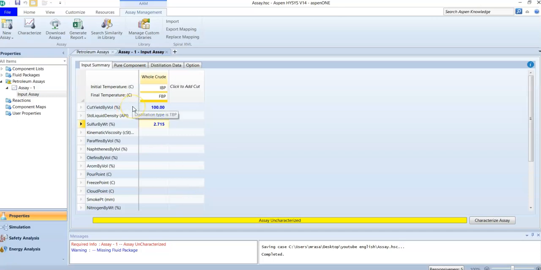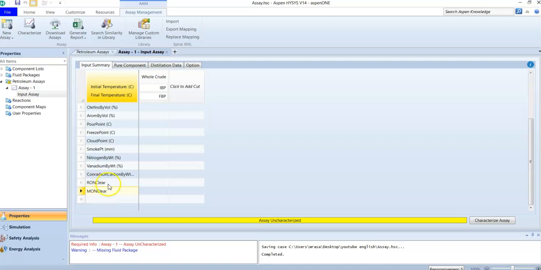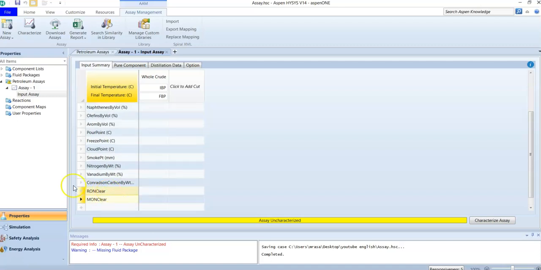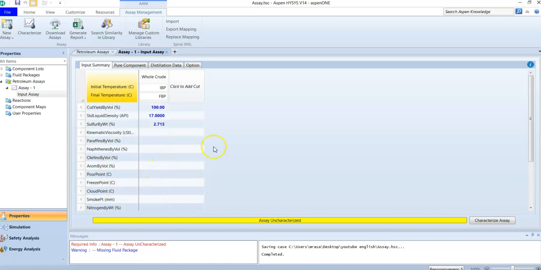So as we have seen before, in this section, the input summary, you can add all the information, the physical properties that you have from the lab analysis, like the pour point, the freeze point, the cloud point, and RON and MON. This is important for gasoline. All of these points are important, and these tests are done. So the more information you add, the stronger your assay will be.